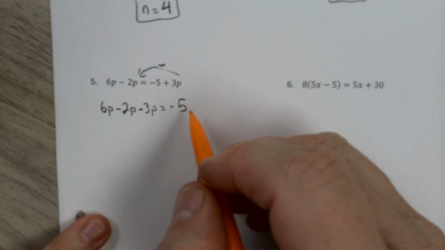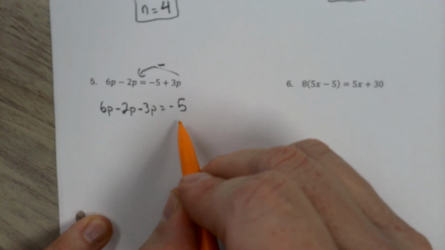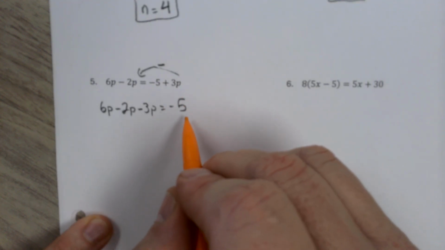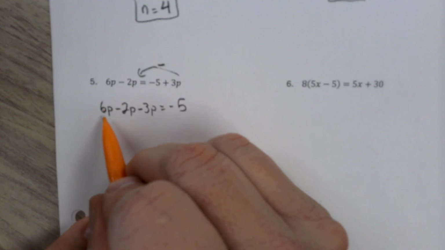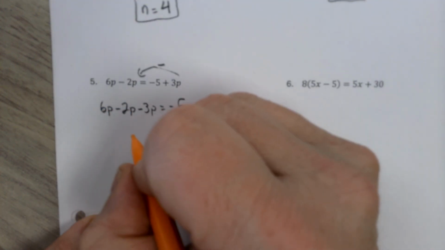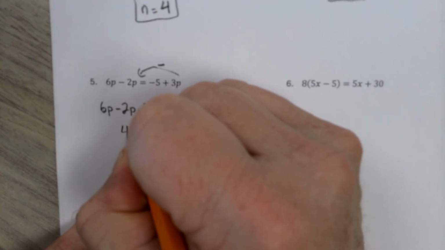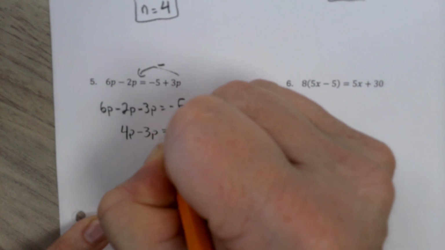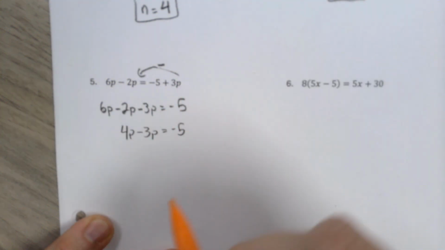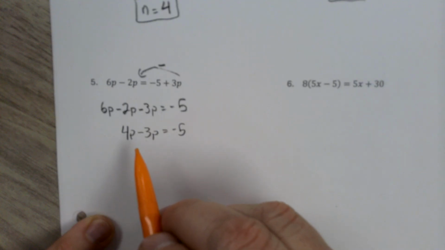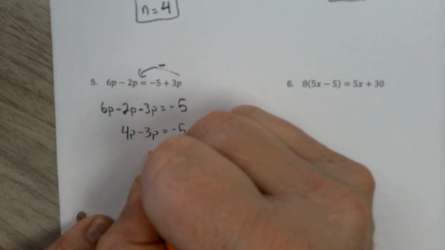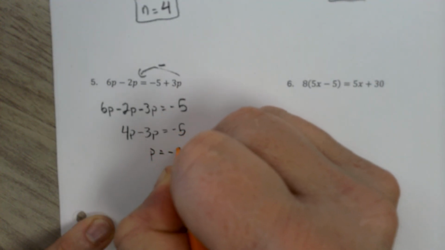Now we're going to do our combining. There's nothing to combine with the negative 5 here, so we're not going to do anything with that. But here we do need to start doing this math. 6 minus 2 is 4, so we wind up with 4p minus 3p equals negative 7. And then we will have another war here, and the positives win by 1. So that is just going to be 1p equals negative 5.